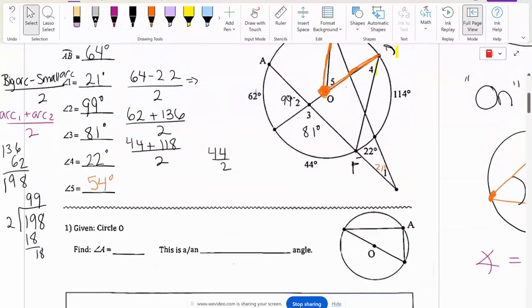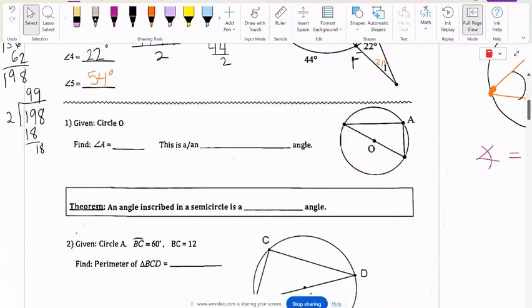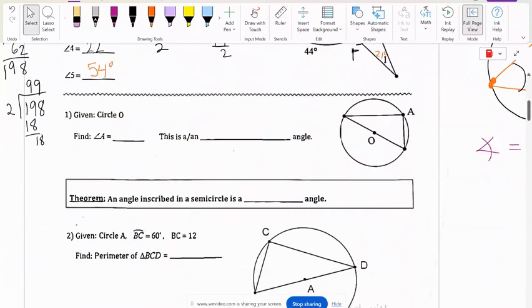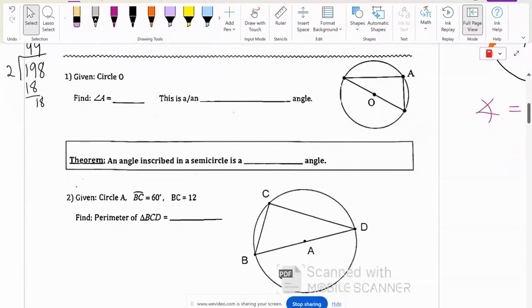All right, so now on to section 10.6. So number 1, it says given circle O, and we want to find angle A. They're not telling us any arc measurements or angle measurements. They're really not giving us any of that. But because we know that the circle's center is O, do we all agree that this segment right here is a diameter? And that a diameter splits a circle in half. So this arc right here is 180.